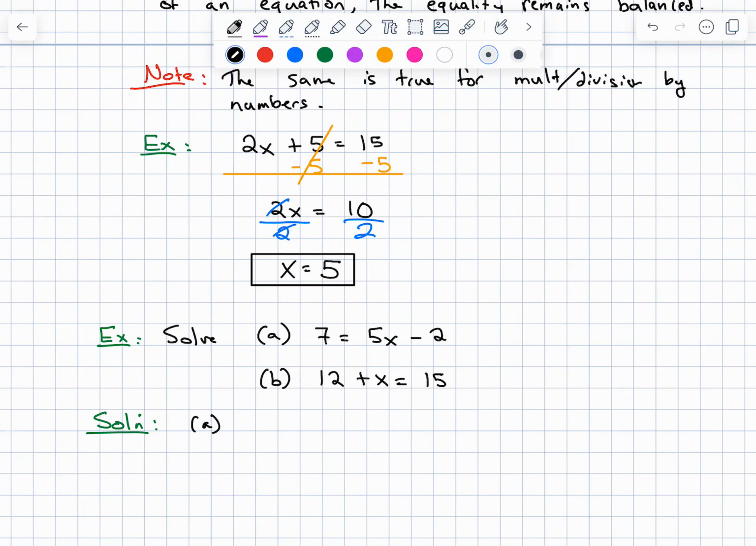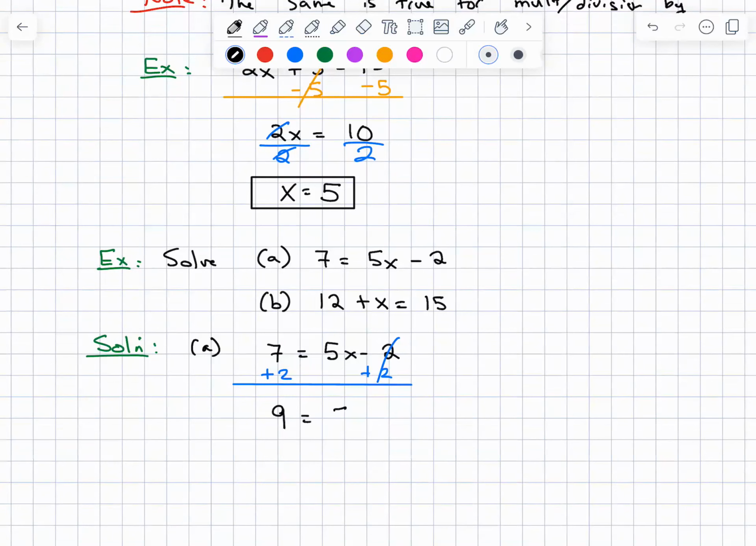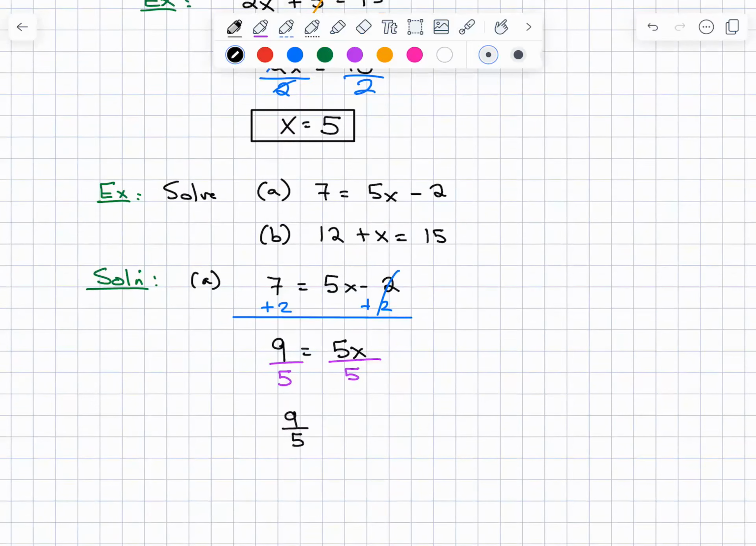So with this one, 7 equals 5x minus 2. I want to get the x by itself. So what should I do first? Add 2. Very, very good. I'm going to add 2 to both sides to undo that subtraction by 2. And that'll give us 9 equals 5x. At which point, now I just need to get x by itself. So since the x is being multiplied by 5, I will divide by 5 to cancel it and get 9/5, which we can't simplify any further than that.